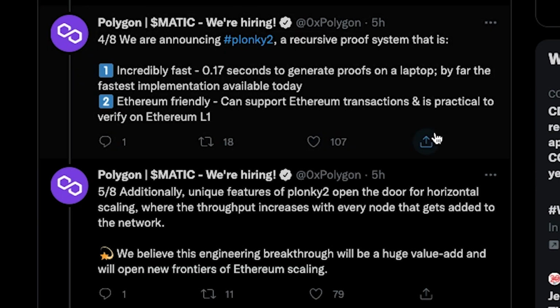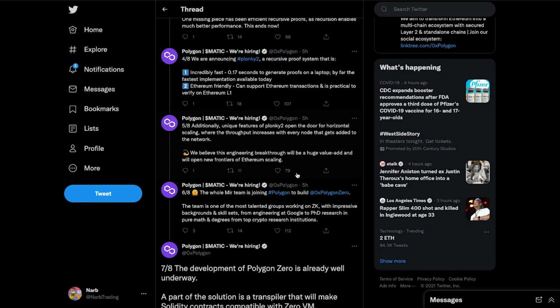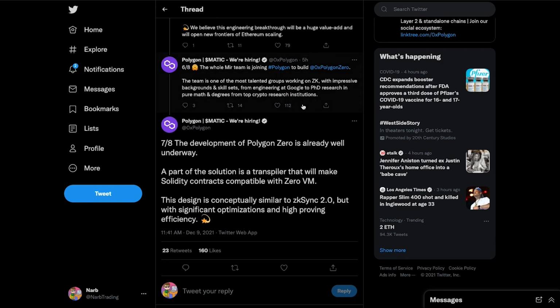But continuing on now, we are announcing Plonky 2, a recursive proof system that is incredibly fast. It takes just 0.17 seconds to generate proofs on a laptop, by far the fastest implementation available today. It's Ethereum friendly, can support Ethereum transactions, and is practical to verify on Ethereum L1. Additionally, unique features of Plonky 2 open the door of horizontal scaling, where the throughput increases with every node that gets added to the network. We believe this engineering breakthrough will be a huge value add and will open new frontiers of Ethereum scaling. So speed is certainly a main point here, and it only becomes faster with each node being added to the network.